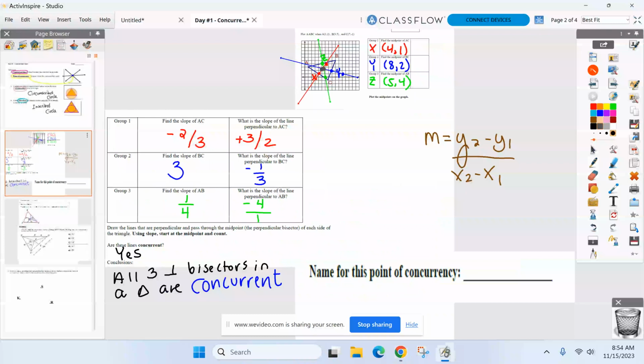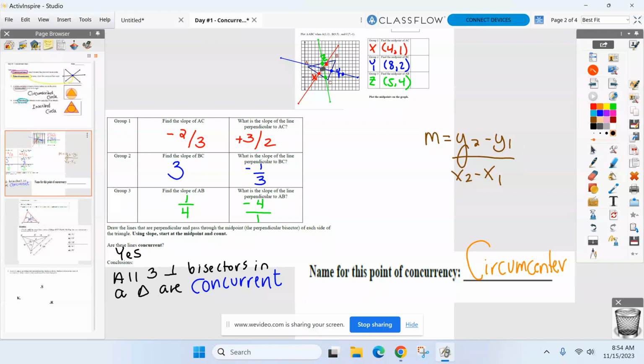That point now we're going to refer to as the circumcenter. That is reserved for perpendicular bisectors only, the circumcenter. So is it a point of concurrency? Yes, but because it's formed by the perpendicular bisectors, we give it a special name called the circumcenter.